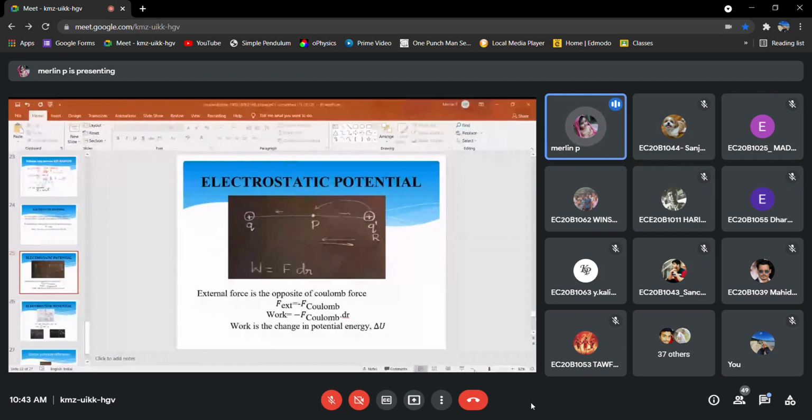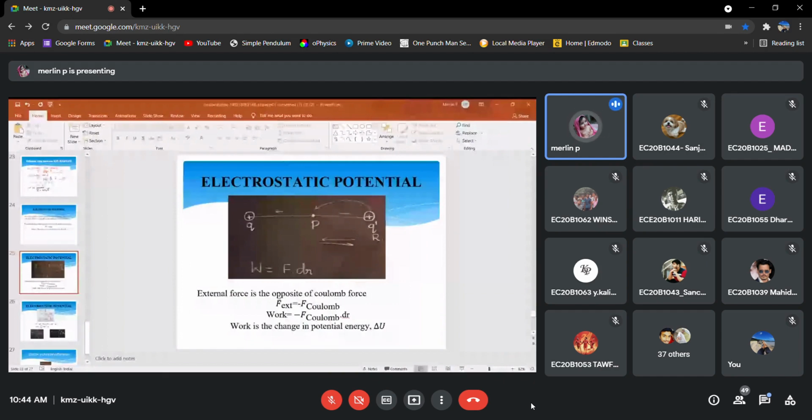Now I will explain. The external force is equal to minus of F Coulomb. Why do we put a minus here? Because we are opposing Coulomb's law. The magnitude of the force will be the same, but the direction will be opposite. Since positive and positive charges should repel, not attract, but we are changing the charge to a particular point P, bringing two positive charges near each other, we are opposing Coulomb's law. So we can write the external force as minus of Coulomb's force.